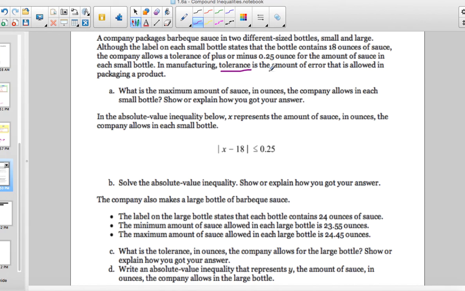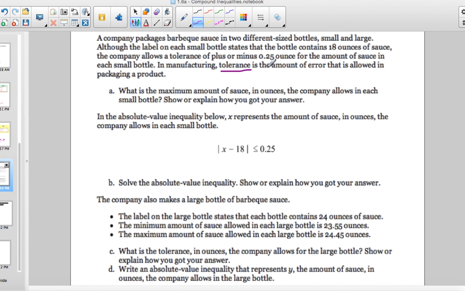And so next time when you go to the store and you buy some Gatorade or whatever, you might get an extra sip if you buy the right one. It might have a little bit more than some of the other ones, and that happens. But there's a tolerance level that they're willing to tolerate. Maybe they weigh it to figure out if something's over. I don't know. So part A, what is the maximum amount of sauce in ounces for each small?